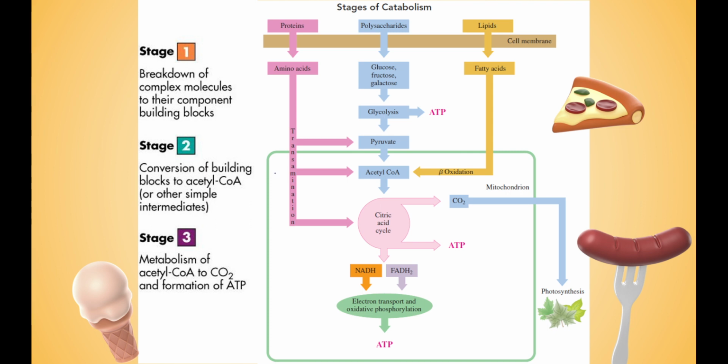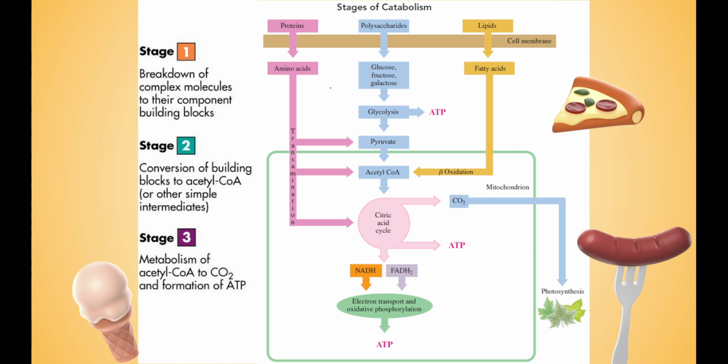And catabolism involves three different stages. Stage 1 would involve the breakdown of your complex molecules to their component building blocks. Stage 2 will involve the conversion of these building blocks to acetyl coenzyme A, which will participate into your citric acid cycle. And that is for your stage 3, metabolism of acetyl coenzyme A to carbon dioxide and formation of your ATP, which is our source of energy.